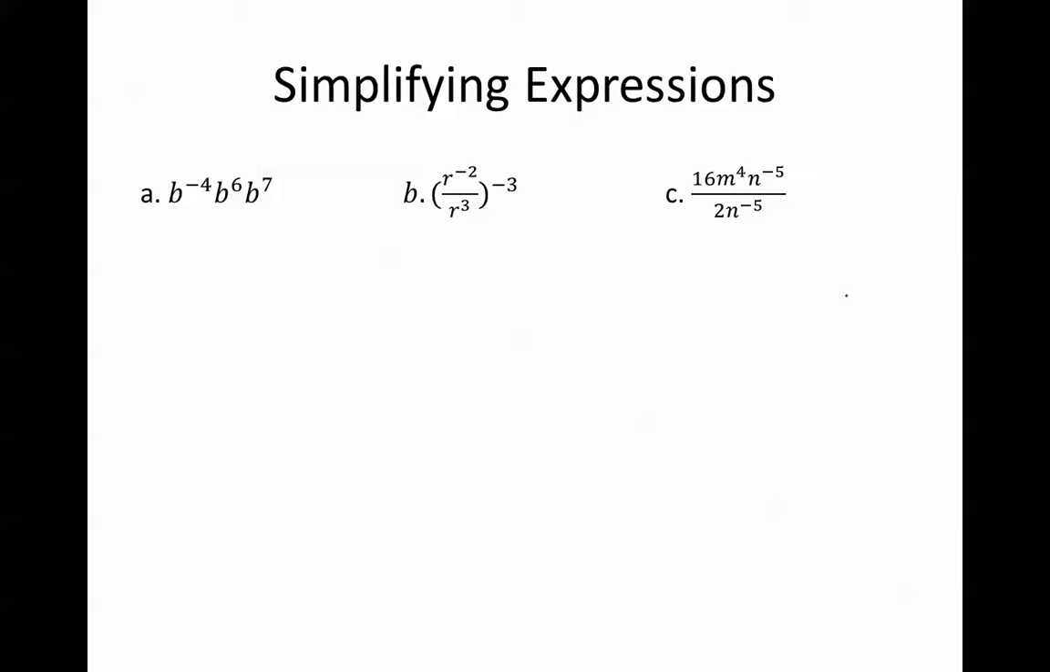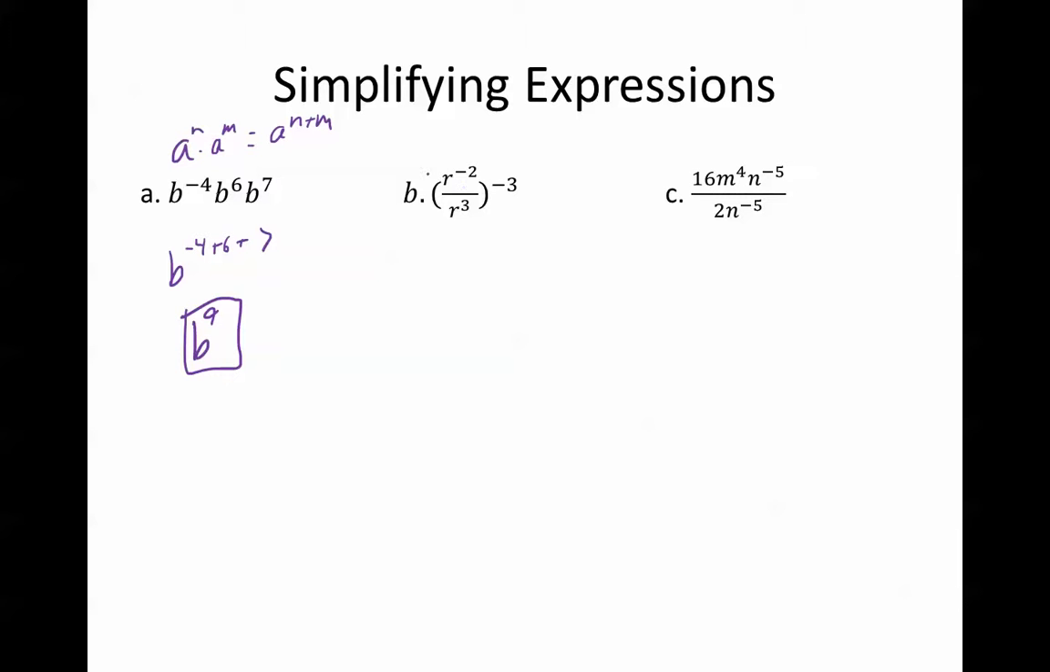Okay, so let's just go ahead and start on number A. We have b to the negative 4 times b to the 6th times b to the 7th. That looks like a product property to me. Since I'm multiplying things together, that tells me that I can add the exponents. So really, this is just b to the negative 4 plus 6 plus 7. And adding those together, you get b to the 9th. Right? So multiplying things together, I add the exponents.